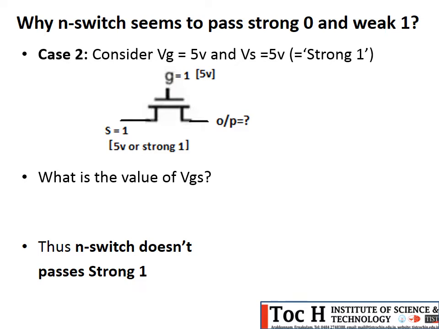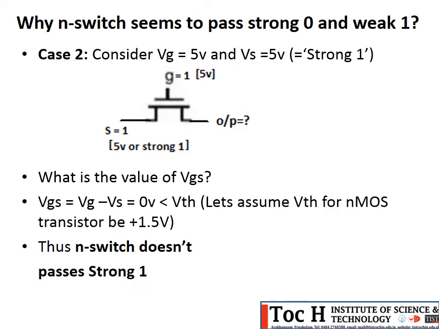Again, the same procedure. Calculate VGS. What is VGS? Vg minus Vs, so 5 minus 5, 0 volt, which is actually less than VTH. What is our VTH? Plus 1.5 volt. So 0 is less than 1.5 volt. So what happens? The switch will not turn on, because for the N switch to get turned on, the minimum threshold voltage should be plus 1.5 volt. So the N switch will not get closed. That's why the N switch does not pass a strong 1.